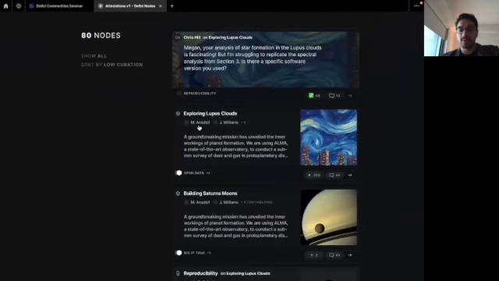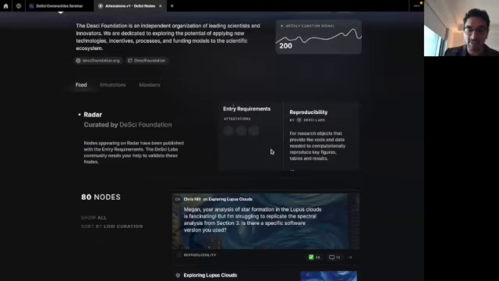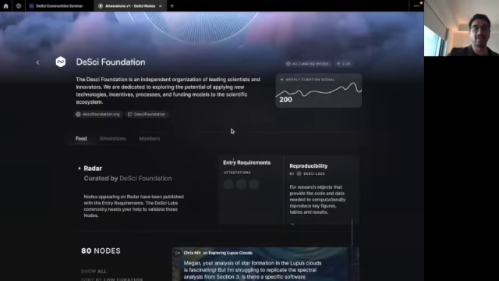So Exploring Lupus Clouds, the thing that Megan published, showed up on the feed. Building Saturn's Moons, credit to Ellie for this name, also showed up on the feed. Another set of nodes also just show up on this feed, given that they've met these entry requirements. And right now they're being expressed as attestations, but you can imagine that they also extend to things like, if you publish with a set of keywords, so meta science, you show up on the DeSci Foundation feed.